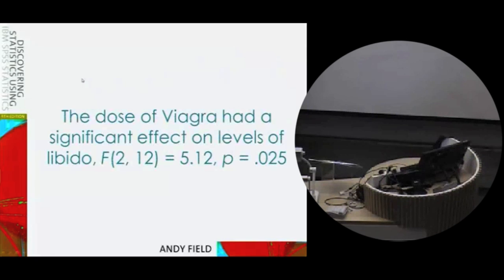And we would report the effect in a very general way, therefore. So the dose of Viagra had a significant effect. We're not saying which groups differ, just that it had a significant effect on levels of libido. We report an F. We report the model and the residual degrees of freedom, the value of F, and an exact p-value, unless the p is very, very small, and then you can use less than 0.001. But otherwise, generally, exact p-values are good things to report.